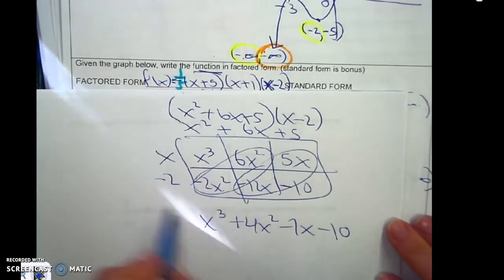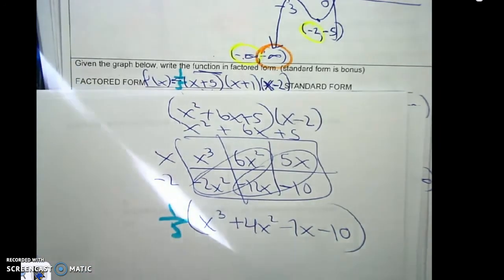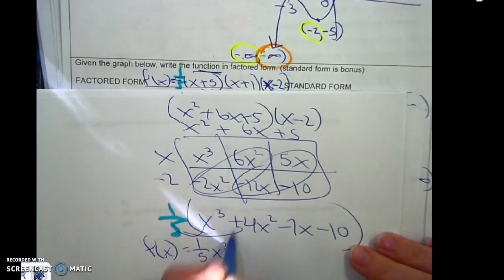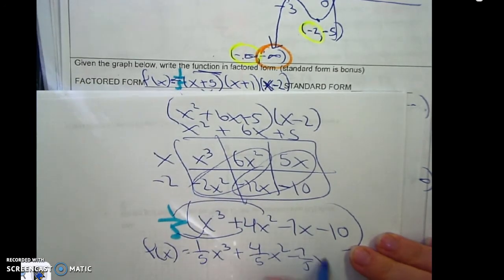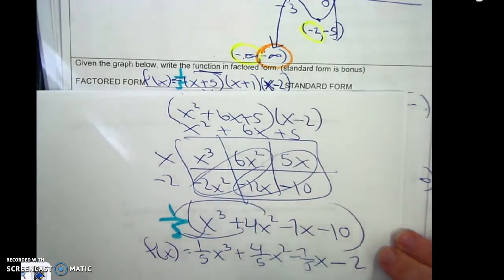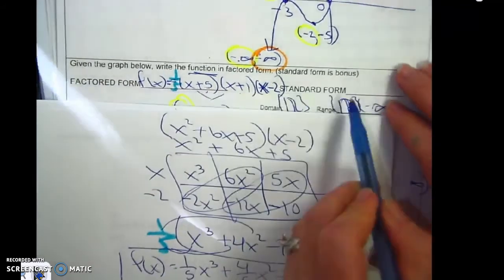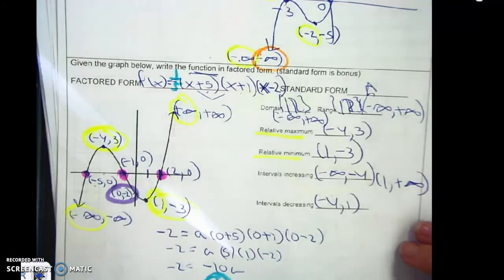But then I have that 1/5 on the outside. So I multiply that by 1/5. This is what's going to give you bonus, so it's not a big deal. F of x equals 1/5 x cubed plus 4/5 x squared minus 7/5 x minus 2. If you're not sure, use your calculator. So this would be my bonus in standard form. So that's it. And that, it's not like that's it, that's your test, but I'm done with that page.